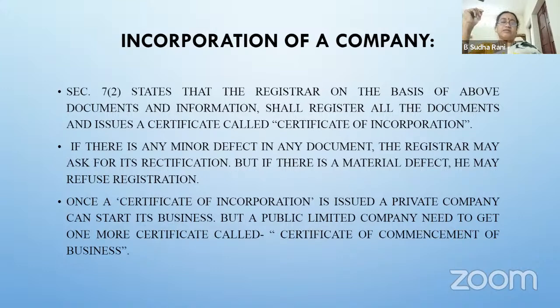Once companies receive this Certificate of Incorporation, a private company will start its business, but a public limited company waits for one more certificate called the Certificate of Commencement of Business. That's about incorporation and the important documents. Now let us see. Once incorporation is done, a private company can commence, start raising its capital among themselves and start its business. But a public company needs to get one more certificate, called commencement of business.